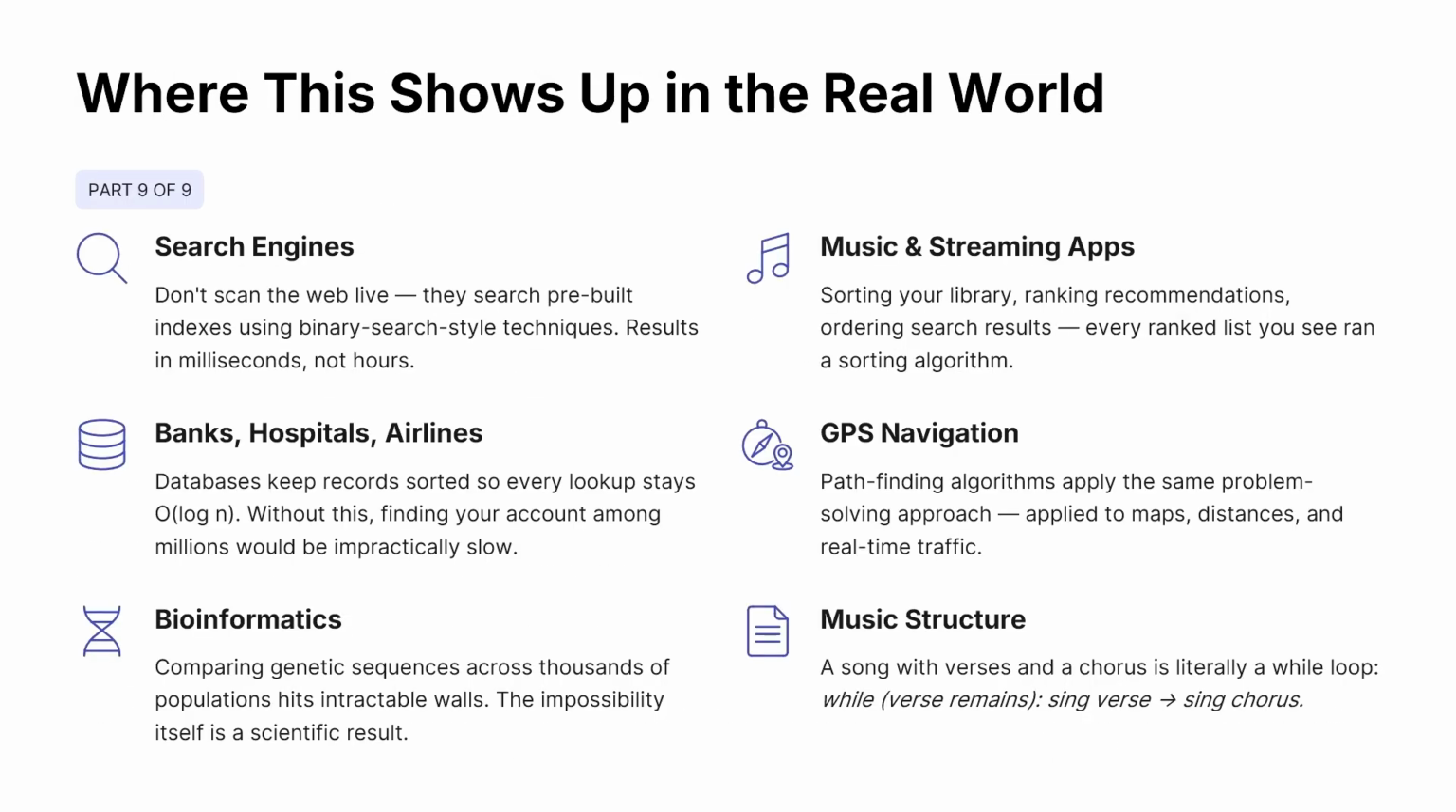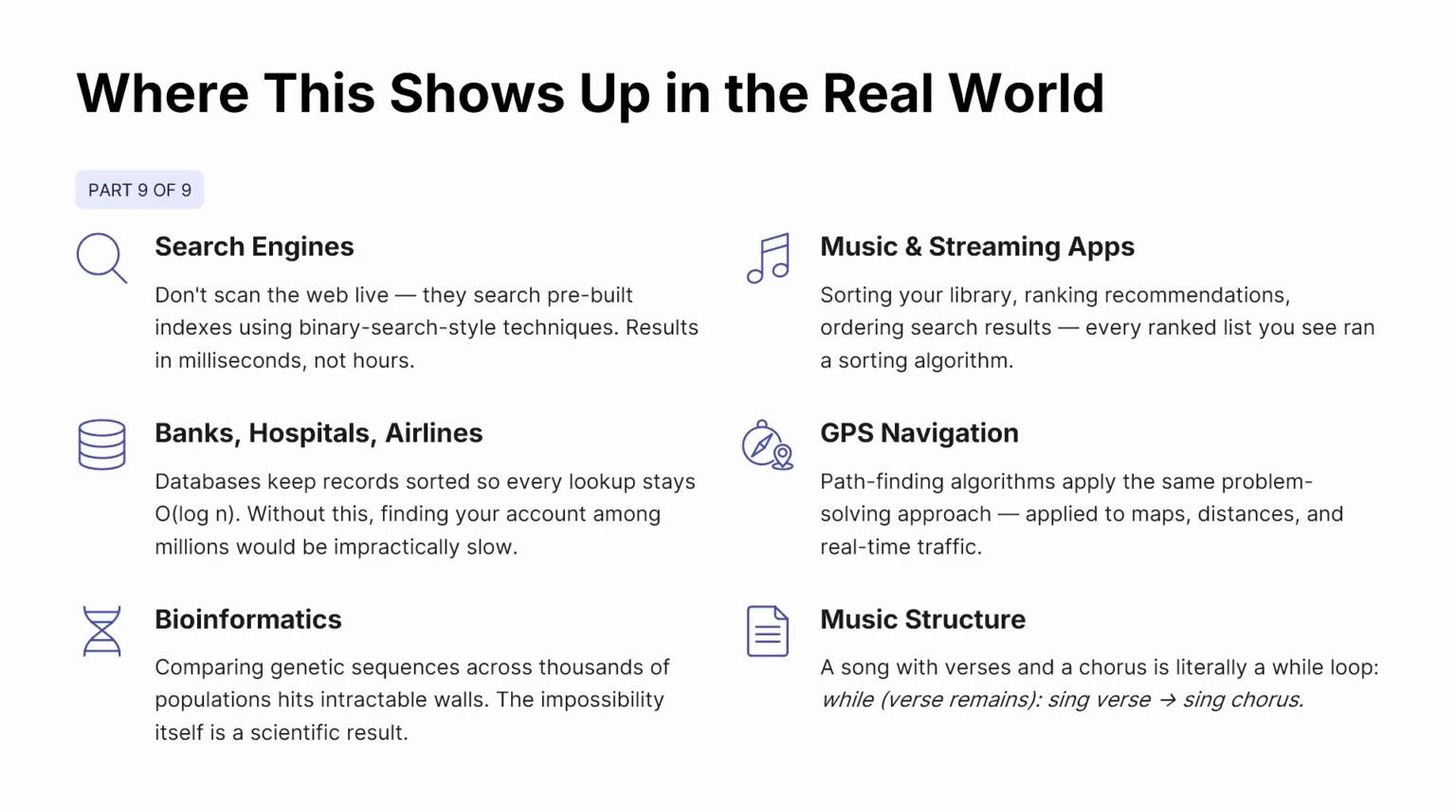Let's pull back and connect all of this to things you actually use. Search engines don't scan the entire web when you search. They search pre-built indexes using techniques like binary search, which is why results appear in milliseconds instead of hours. Music apps like Spotify sort your library, rank recommendations, and order search results constantly. Every time you see a list ordered by popularity or relevance, a sorting algorithm ran.